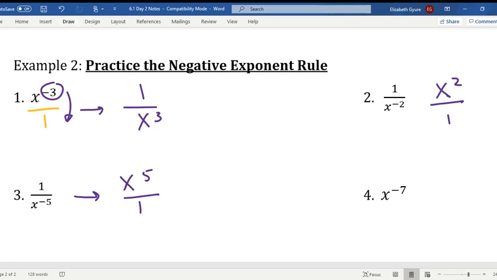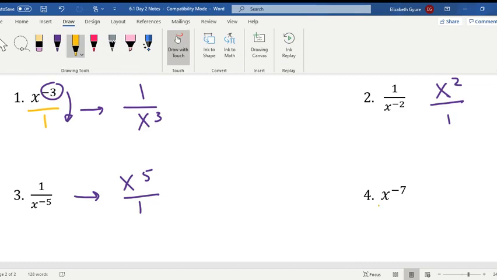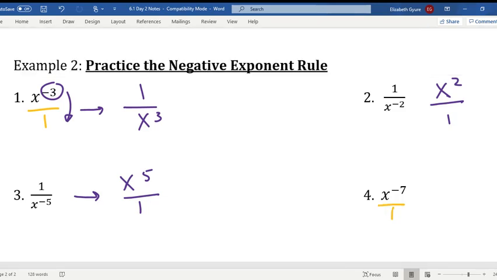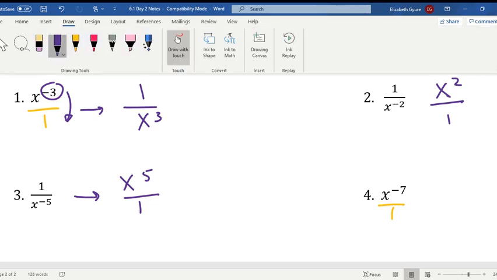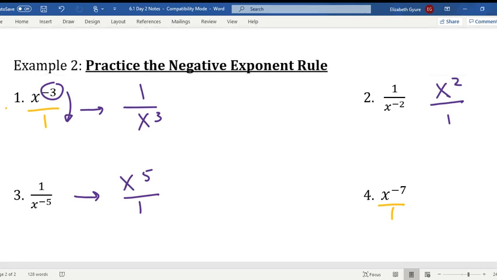Now on number 4, I don't see a fraction, but I could make it into a fraction if I want. And now we're going to do the same thing. We're going to flip it, and we're going to lose our negative. So who can help me rewrite this one? Exactly. We're going to move this x to the 7th to the bottom, make it positive, and your 1 is going to go to the top.